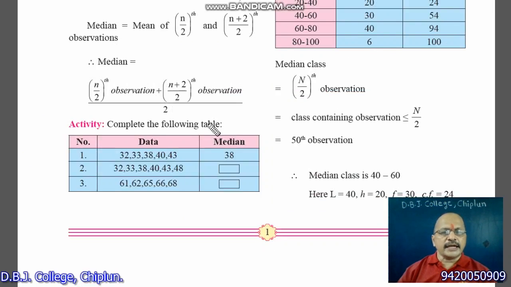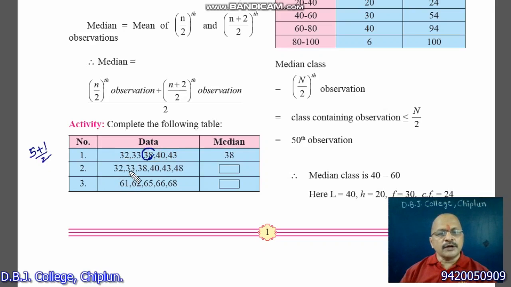Here one activity is given to you. Suppose the data given are 32, 33, 38, 40 and 43. Then you have to find out the median. Arrange them from lowest to highest number. 32 is the smallest number, and go up to the highest number. Now 5 observations are there. So 5 plus 1 upon 2, that is the third observation, is the median. 38 is the third observation.